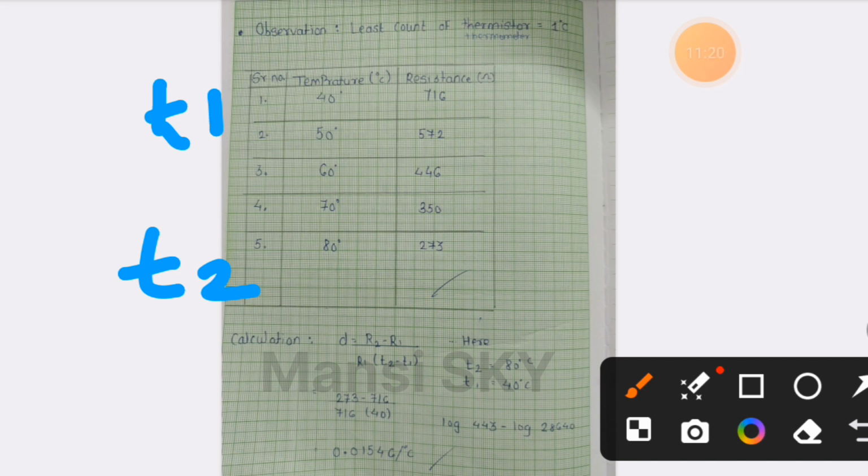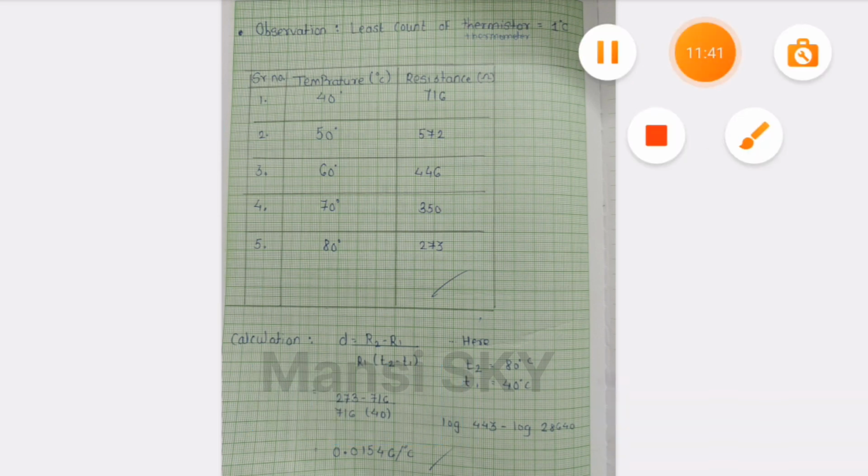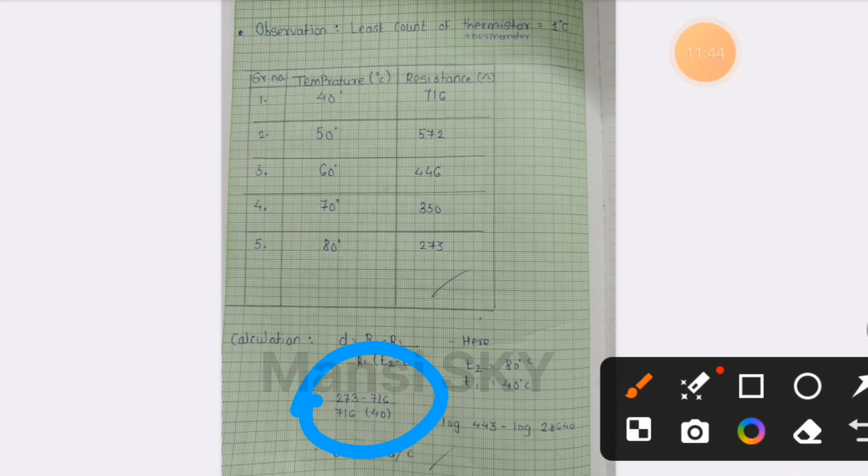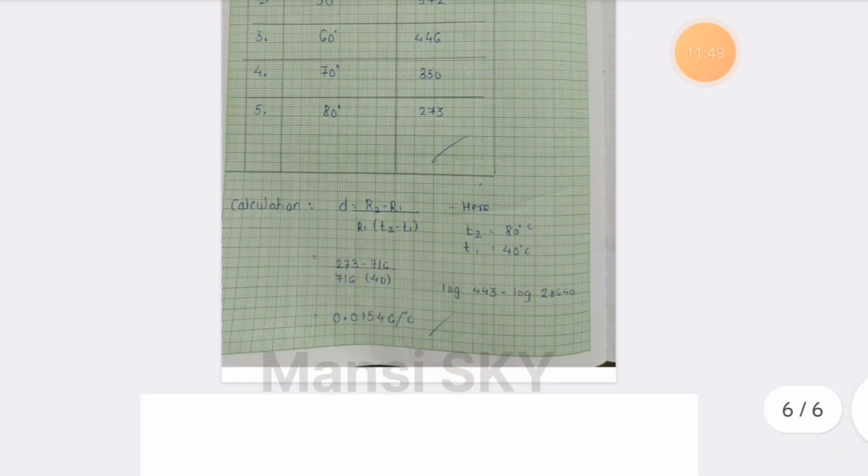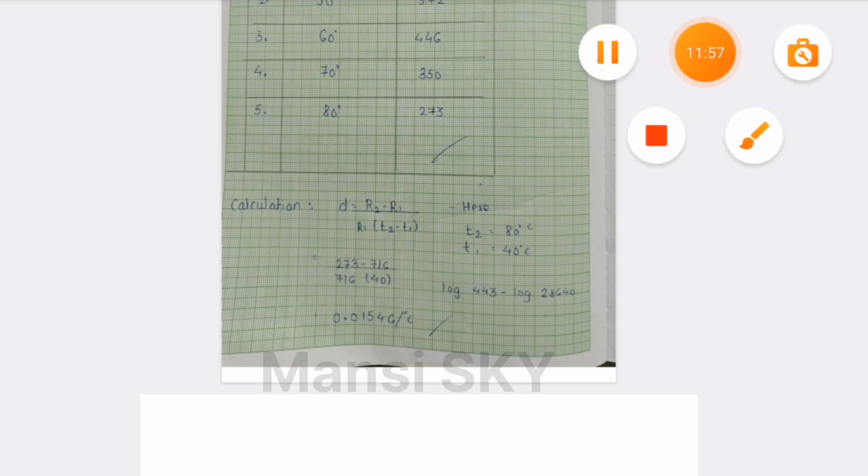Okay, now we have to solve it for finding the coefficient of the resistance. How to find it? With this formula you just have to subtract R1 from R2, like subtracting 716 from 273 as it is given here. The calculation is given here. You have to use the log table for it. You are not allowed to use any type of calculator or phone calculator. You have to use the log table for finding all the values.